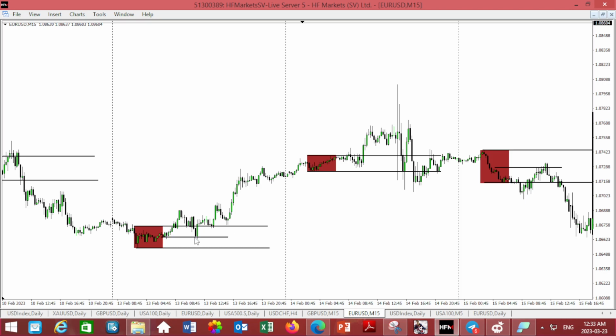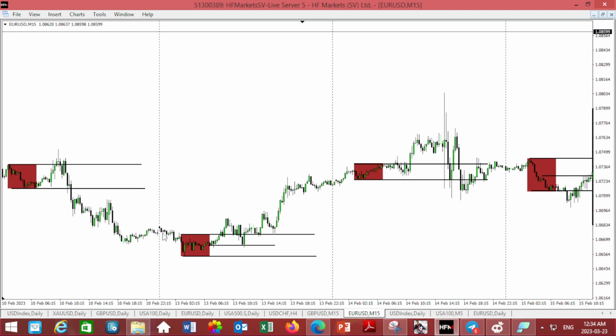Again on this one here, you can see that the consequent encroachment of this range is very sensitive to price. Price breaks above it, comes back into it, and then continues buying when it's bullish. Sometimes it just does that without going below the lows. Most of the time you'll see that it happens when the liquidity is already clear. You can see here on this day, this low was already cleared. So they have already took out the sell side liquidity.